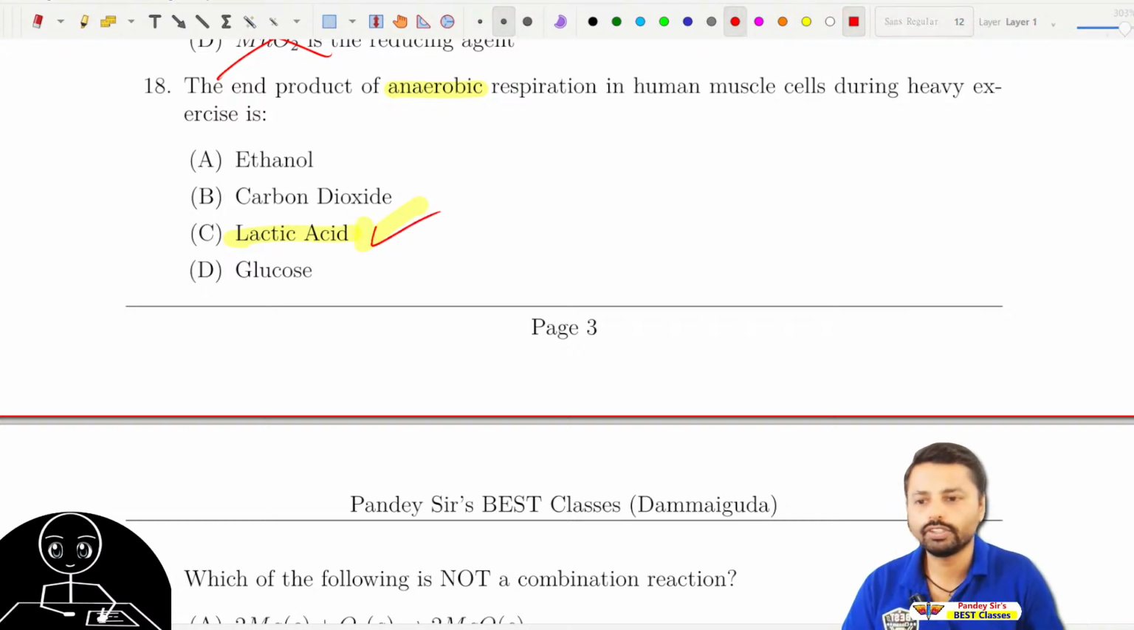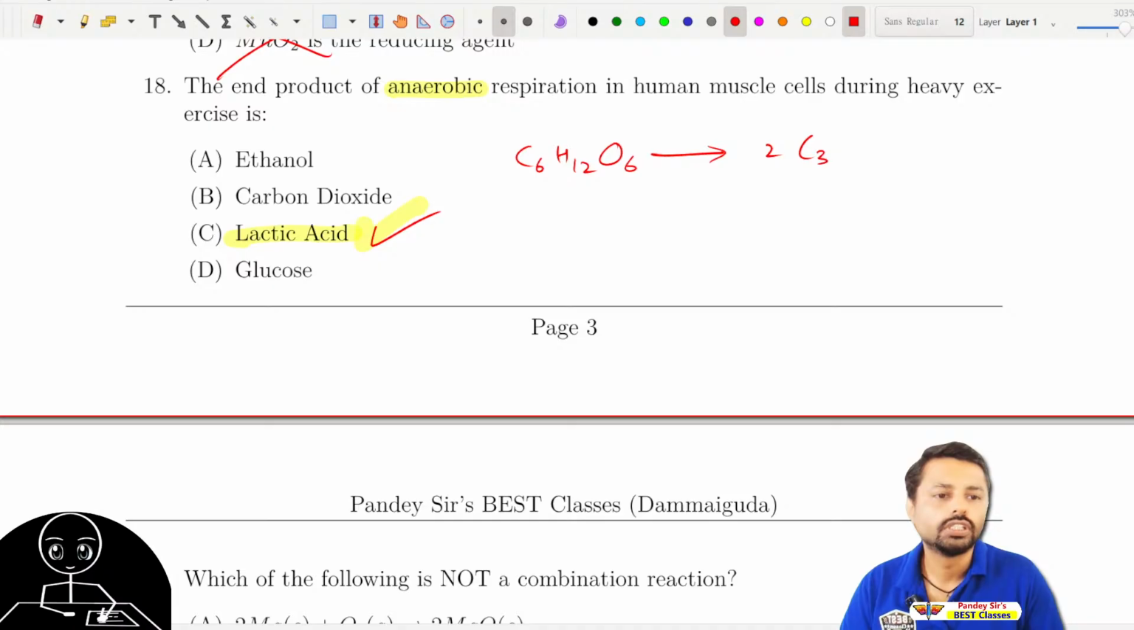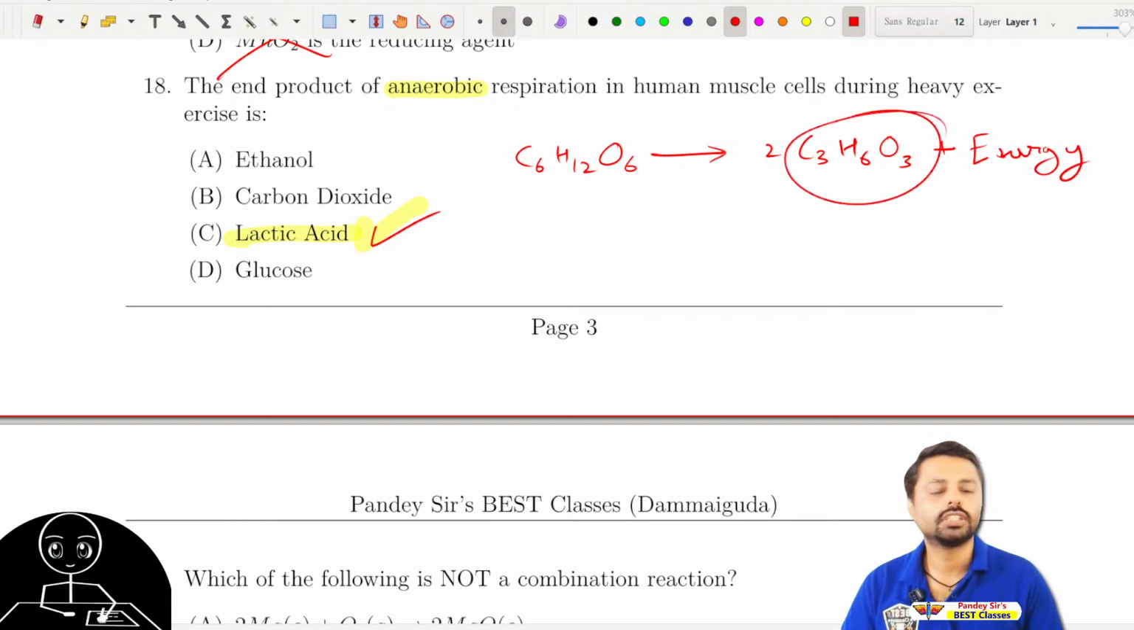Not the glucose at all. We are not the glucose factory, by the way. So we get C6H12O6, that's the glucose, and without oxygen we convert it into 2C3H6O3, and we still get some energy. So this is the simple formula of lactic acid.